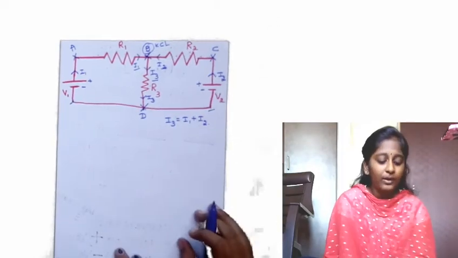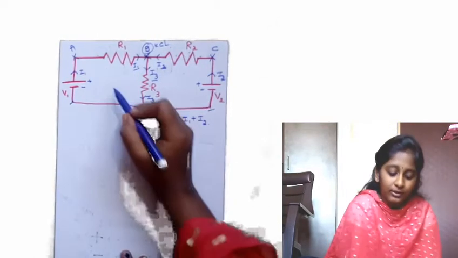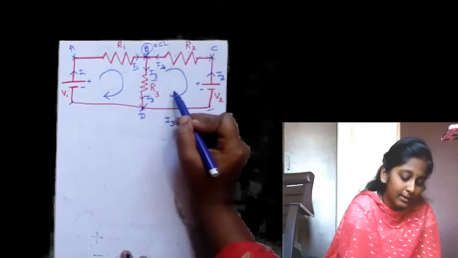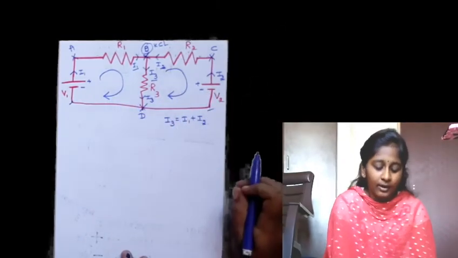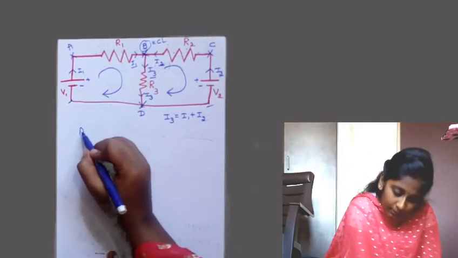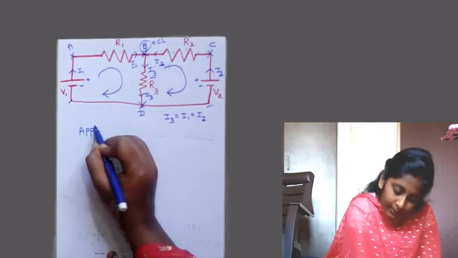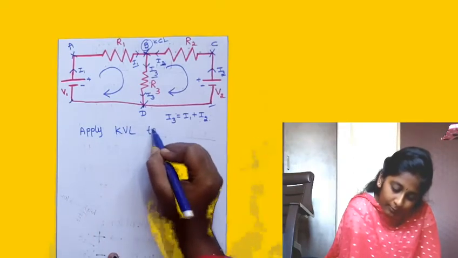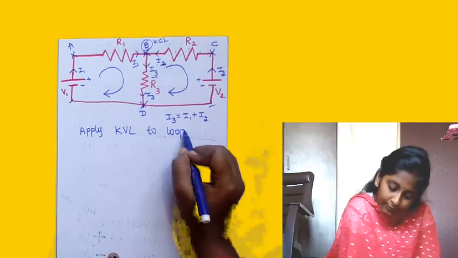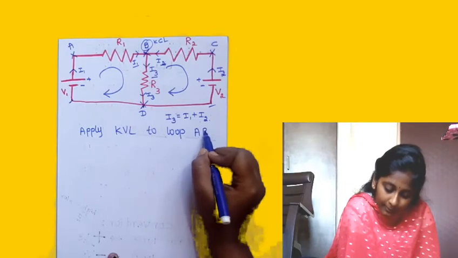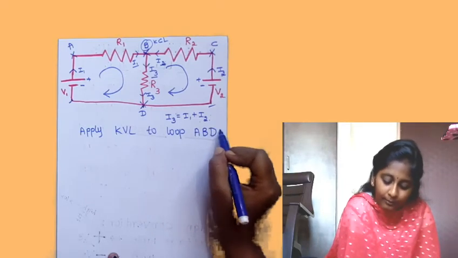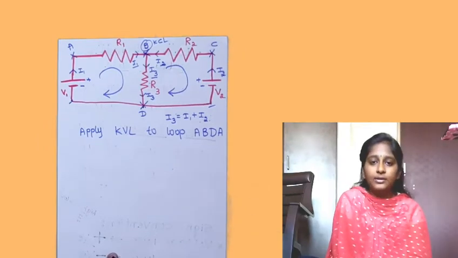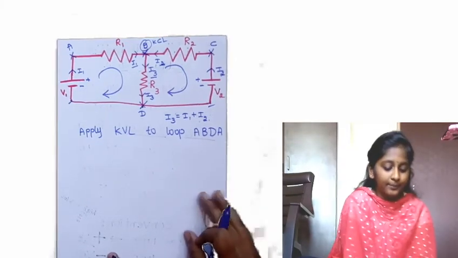Okay. Now apply KVL for two loops. Here is one loop and here is another loop. Apply KVL to loop A, B, D and A. Now we have to take the sign convention here.